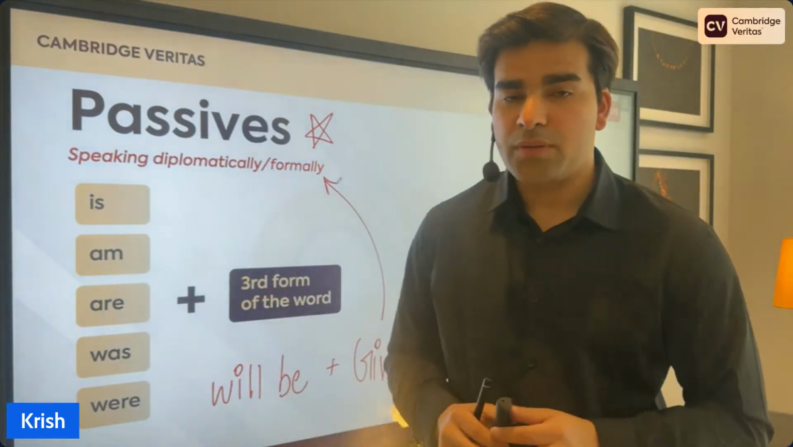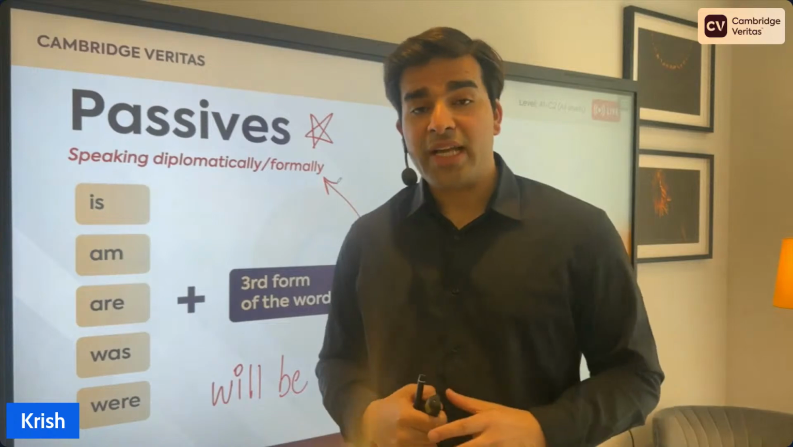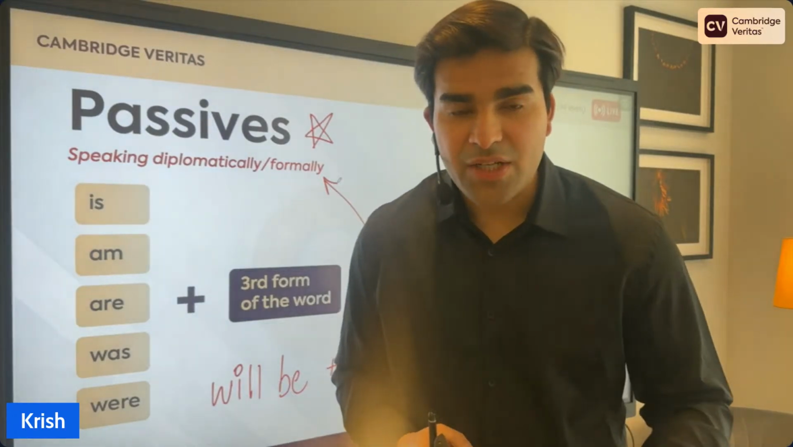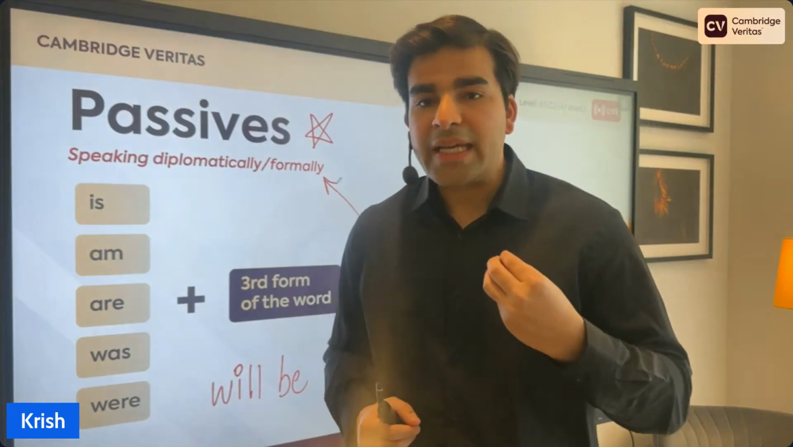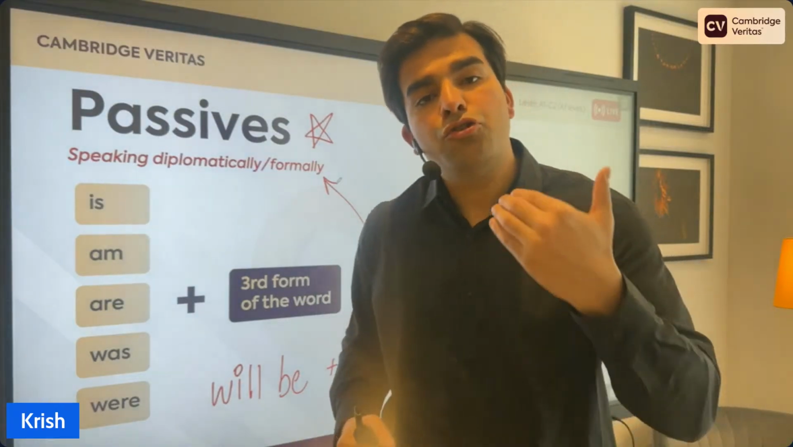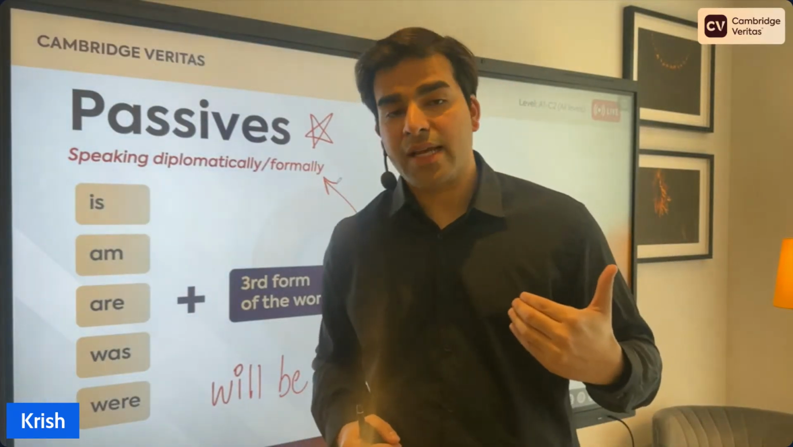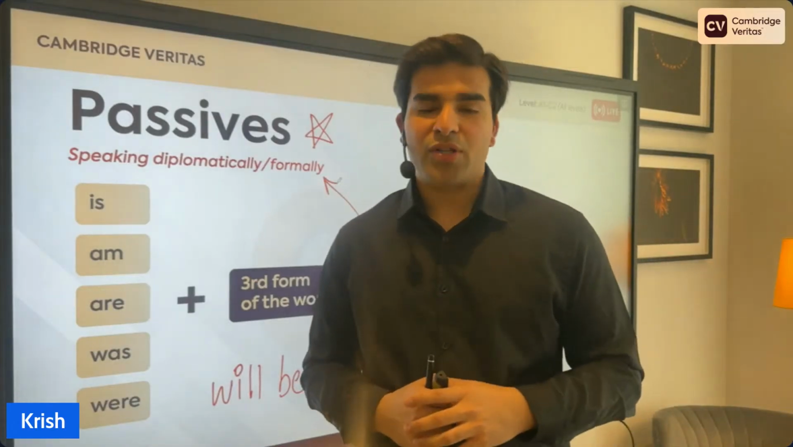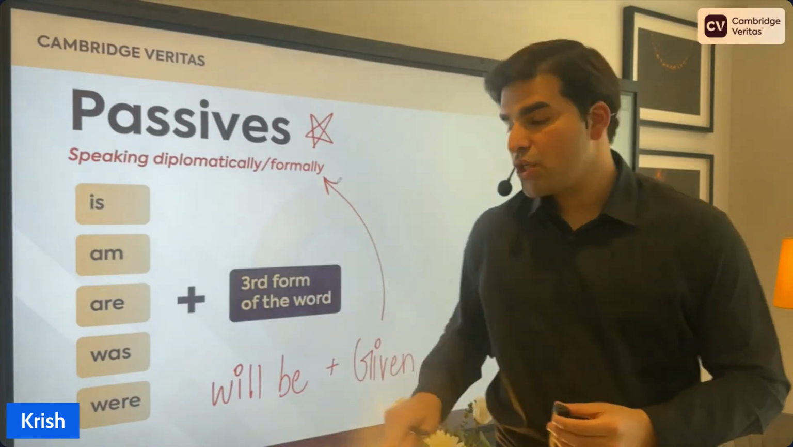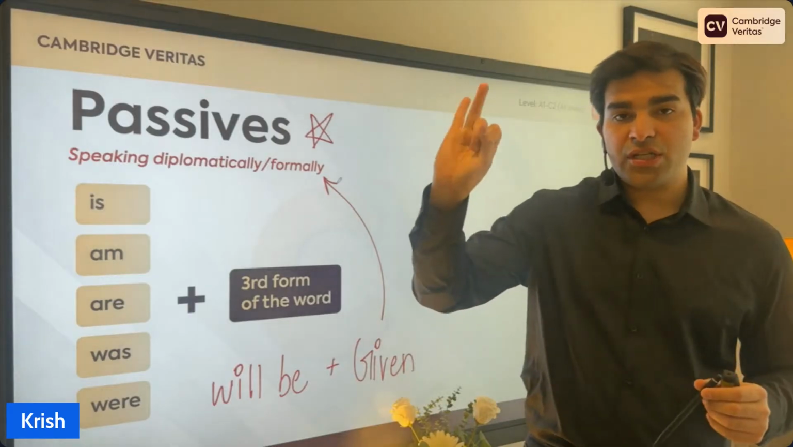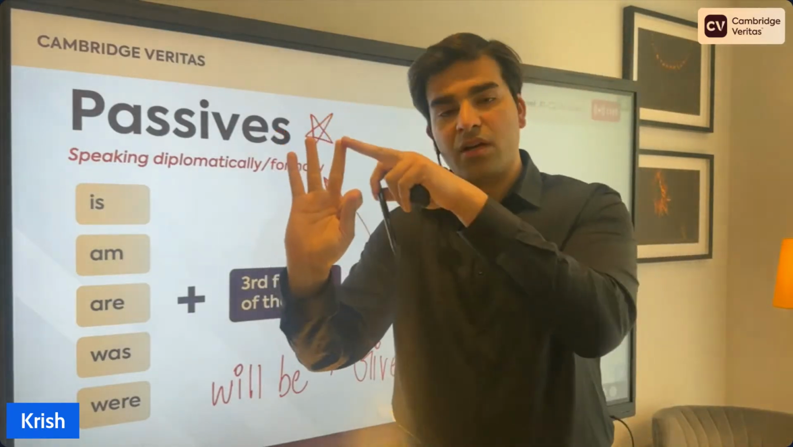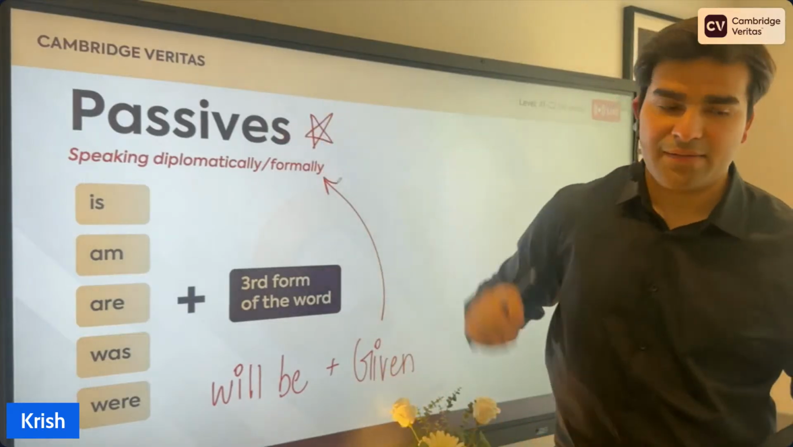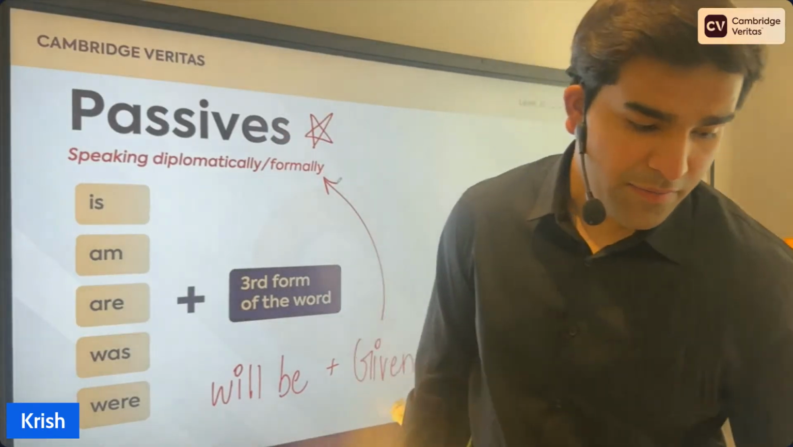Very simple example. I will teach the lesson tomorrow. To be honest, I find it so rude if I say, I will teach the lesson tomorrow. Because in classy conversations, you do not make yourself the importance of the sentence. And this sentence changes to, a lesson will be taught tomorrow. Will be taught. Teach, taught, taught. Third form of the word is taught. And this structure is called passives that people are really scared of.